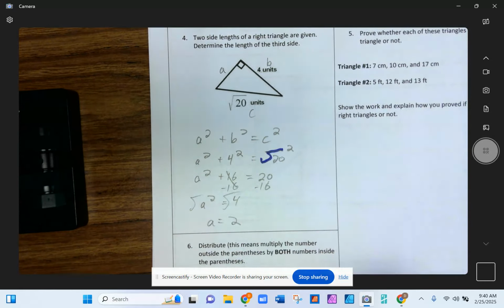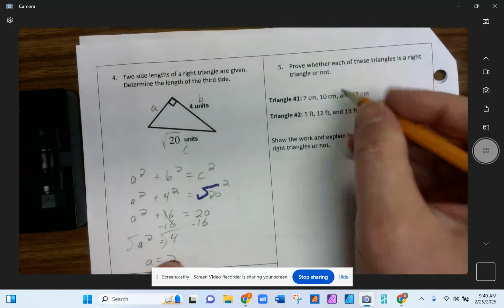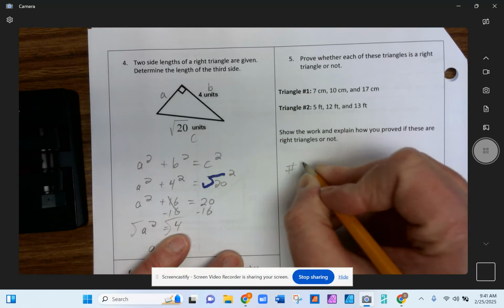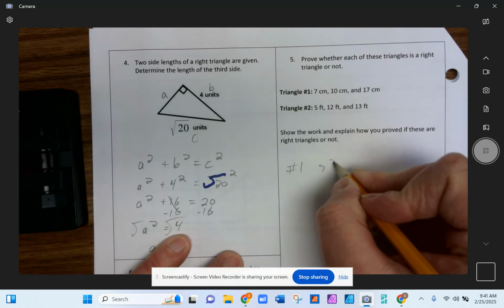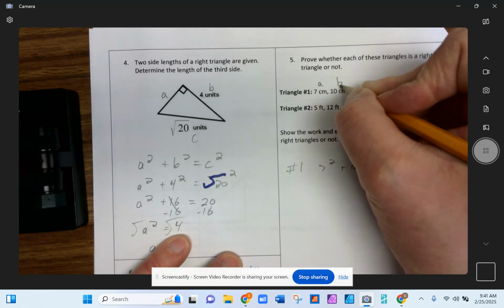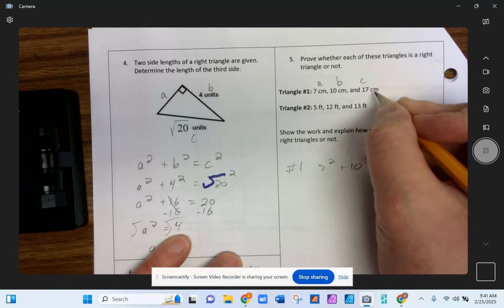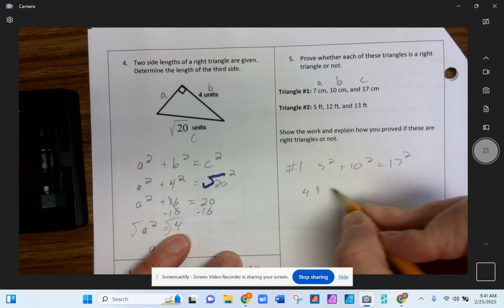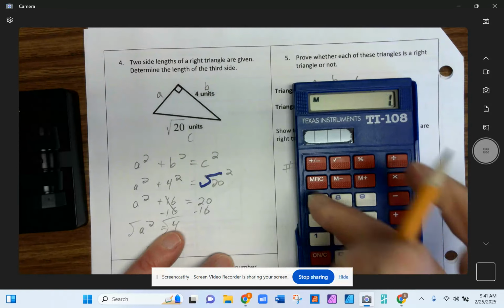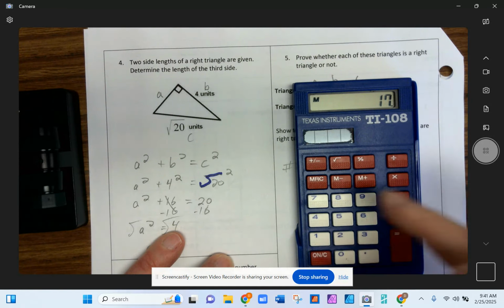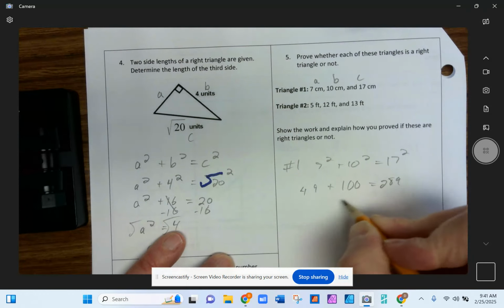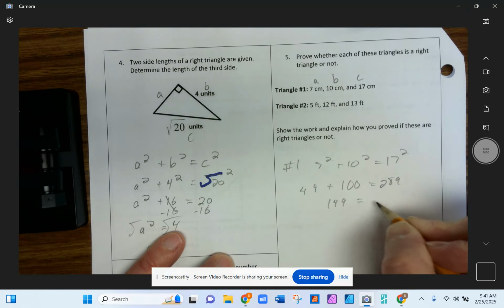Okay? All right, number 5, prove whether they're triangles or not. Show the work and explain. So for triangle number 1, we say 7 squared plus 10 squared equals 17 squared, right? A, B, C. The long side has to be C. So that's 49 plus 100 equals 17 squared. Again, it's not 17 times 2, it's 17 times 17. It's 289. So when we add those together, I get 149 equals 289.